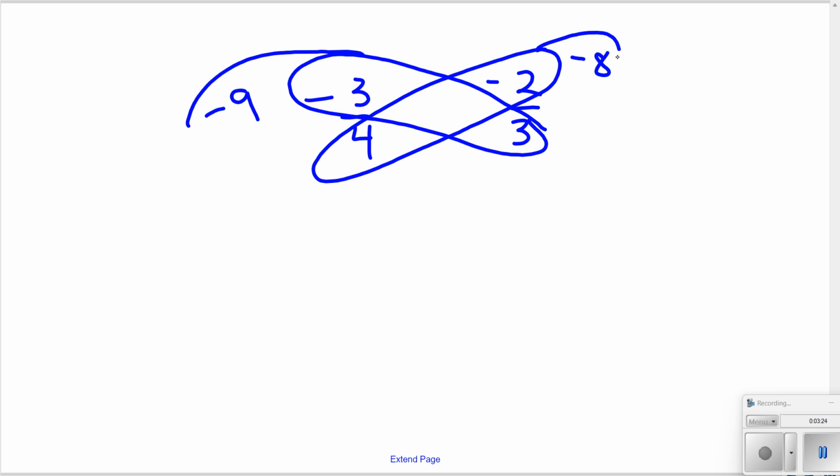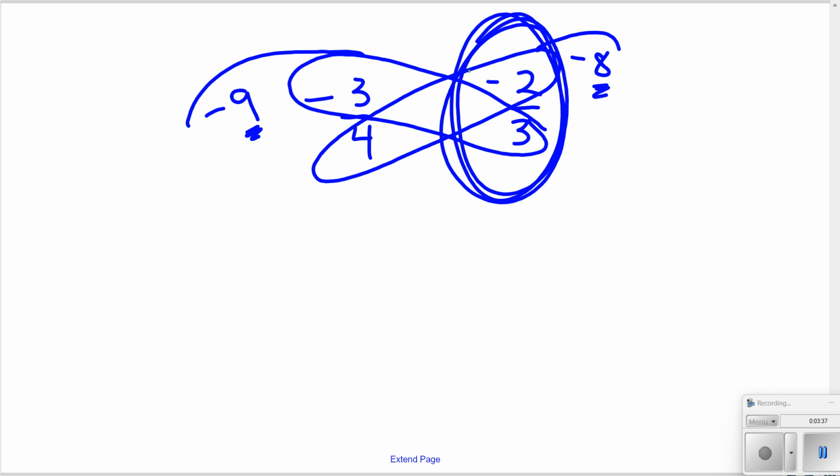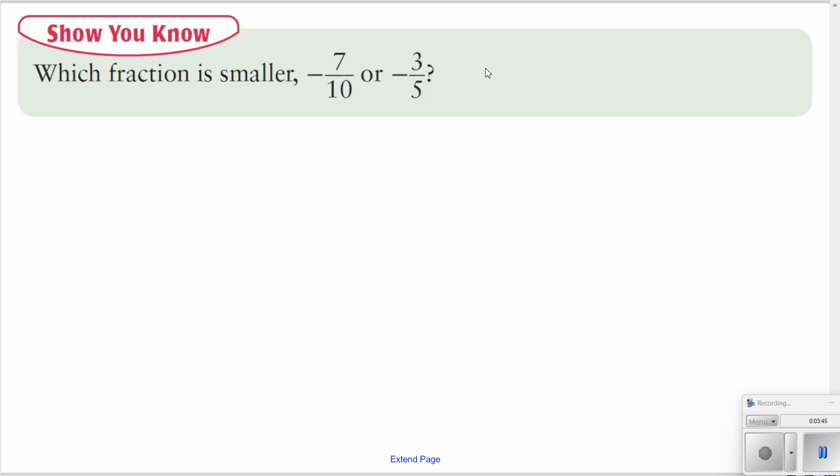So now you're going to look at what is bigger. Is -9 bigger or is -8 bigger? Well, -8 is closer to 0, so that one's bigger. Where did that one come from? It came from the -2/3. So you can use common denominator or you can use the butterfly method, whichever one you want. So I want you to choose whichever way you liked better and try this question. Tell me which fraction is smaller. Pause the video and come back to see the answer.